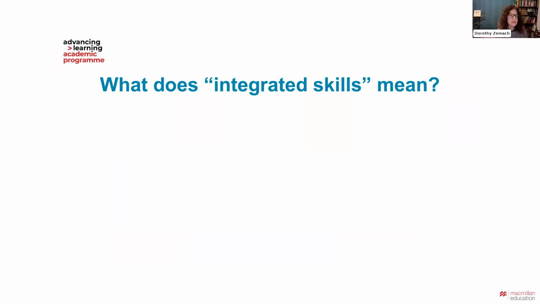So what does integrated skills mean? And I don't mean in the dictionary. So what does it mean in the world of textbooks? In the world of textbooks, it means combined reading and writing in one book or class or course, or listening and speaking together in one class or course. So that you're not teaching speaking, and so obviously you have to do some listening, or you're teaching listening with a little bit of speaking, but really you're spending an equal amount of time and giving an equal amount of attention to both skills.